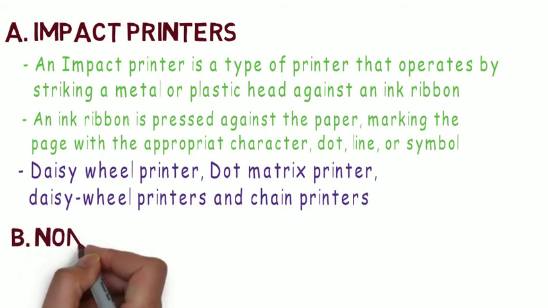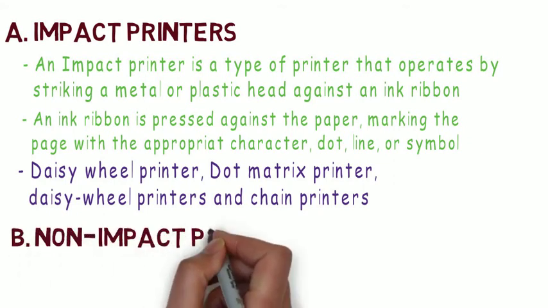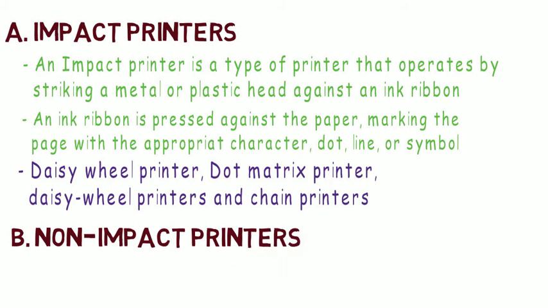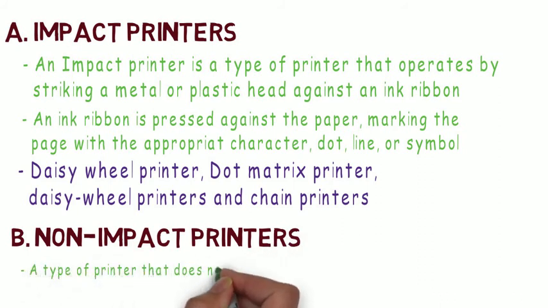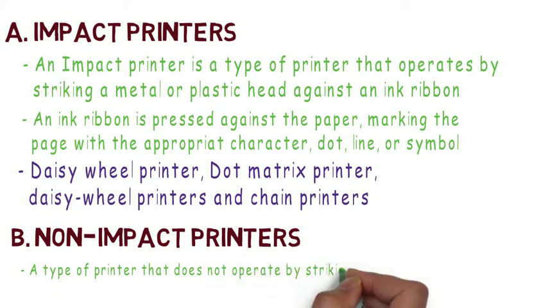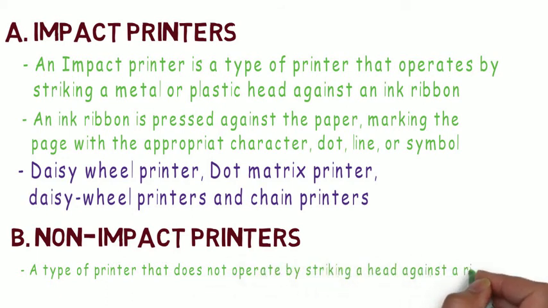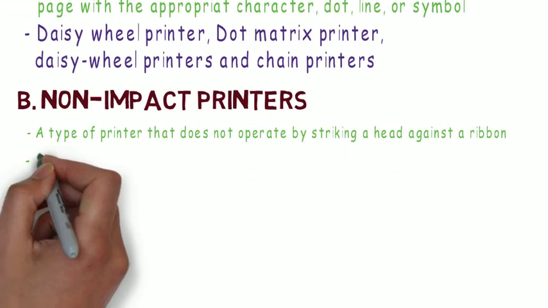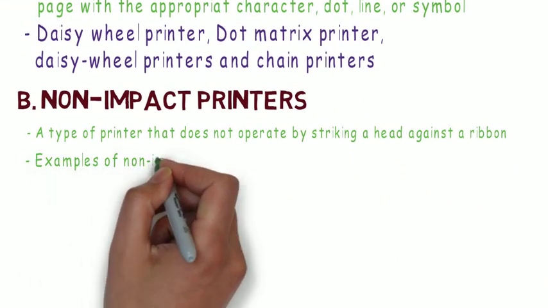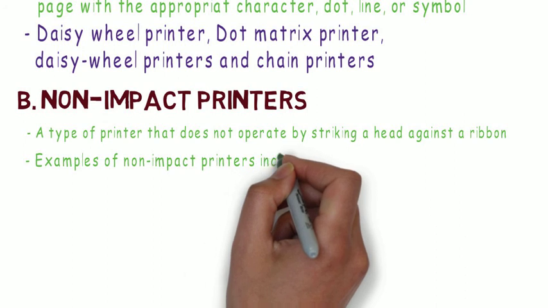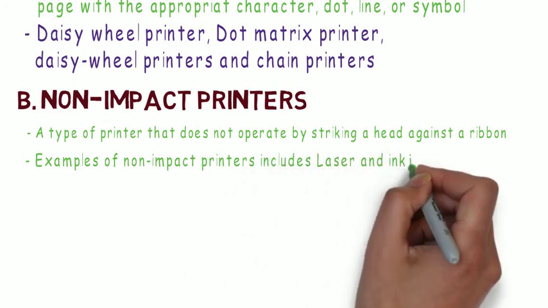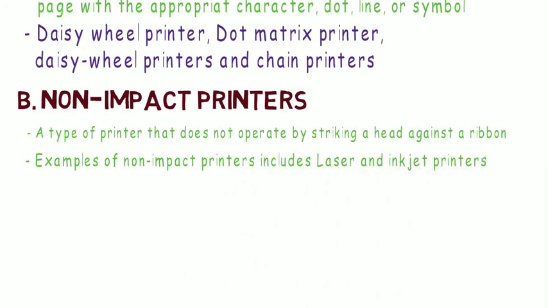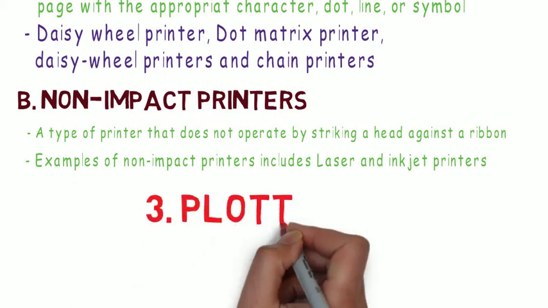B. Non-impact printer. A non-impact printer is a type of printer that does not operate by striking a head against a ribbon. Examples of non-impact printers include laser printers and inkjet printers. We shall now go to the third output device, which is a plotter.